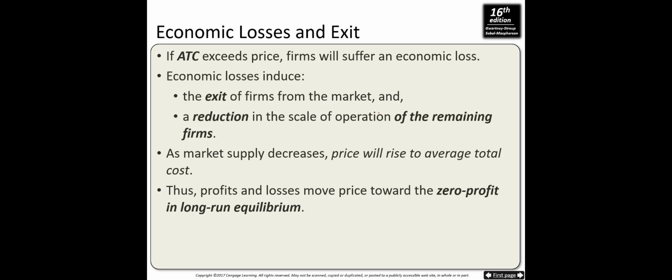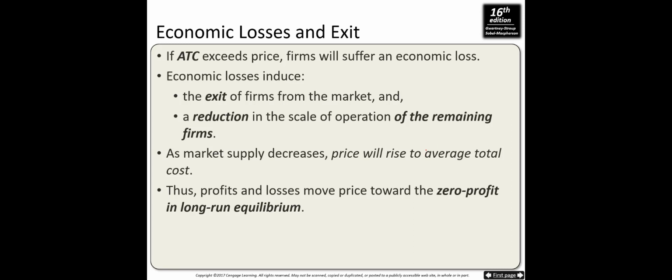So if ATC exceeds price, firms will suffer an economic loss. Economic losses induce the exit of firms from the market and the reduction in the scale of operation of the remaining firms. As market supply decreases, price will rise to average total cost. Thus, profits and losses move the price toward a zero profit in long run equilibrium. So this is a dynamic competition process, right?